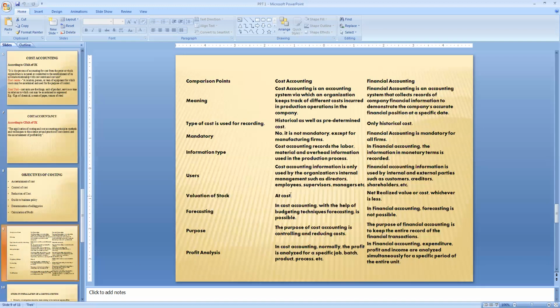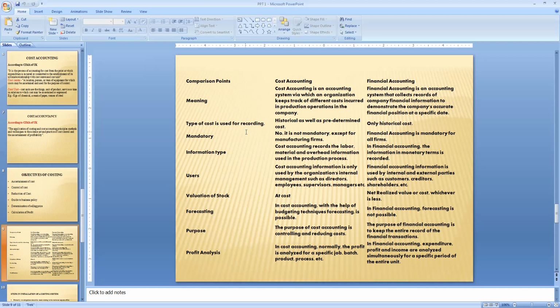Let us go through some of the differences between cost accounting and financial accounting. Based on the meaning, cost accounting is the system which keeps track of the cost incurred in the production operation in the company. But financial accounting doesn't keep track of where expenses are incurred. It studies only the accounting system where we collect the records and company financial information to demonstrate the company's accurate financial position at a specified date. So it doesn't define the different types of cost incurred for production. In cost accounting the cost can be highlighted, but in financial accounting it is not highlighted.